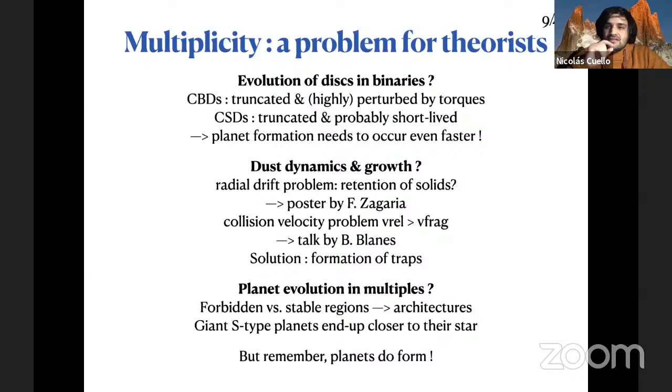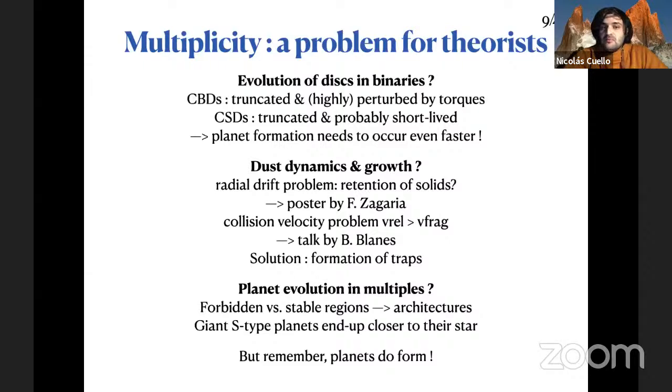So this means a very interesting thing, that planet formation needs to occur even faster in these systems if we want to form planets. Another problem is about dust dynamics and growth. One may ask, how do I retain the solids in the disk if I have such a steep gas disk which is being truncated from outside or from inside? So it's a problem that has been tackled. You can go and see the poster by Francesco Zagaria.